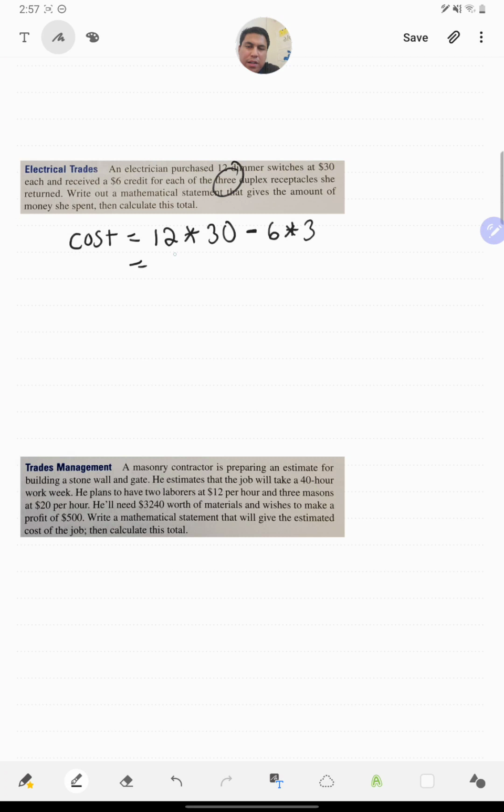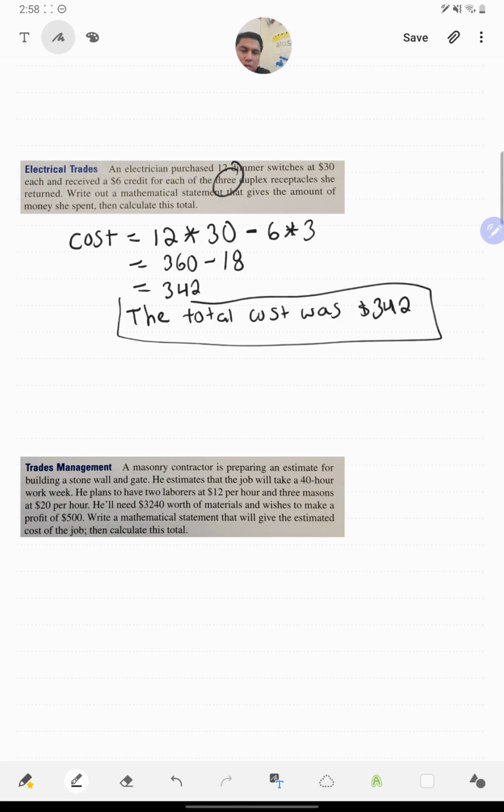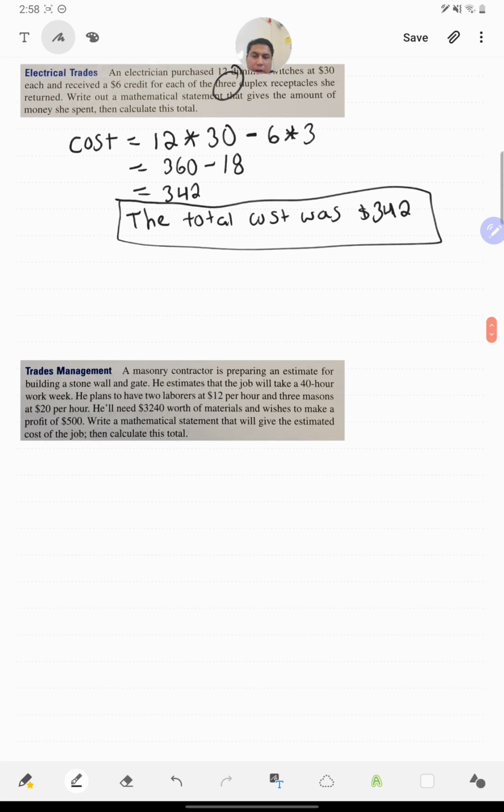So in this case what we got is 360 minus 18. So what we have is 342. And maybe I won't put the money sign right there, but I will write the total cost was $342. Cool. Now, looking at our last example.